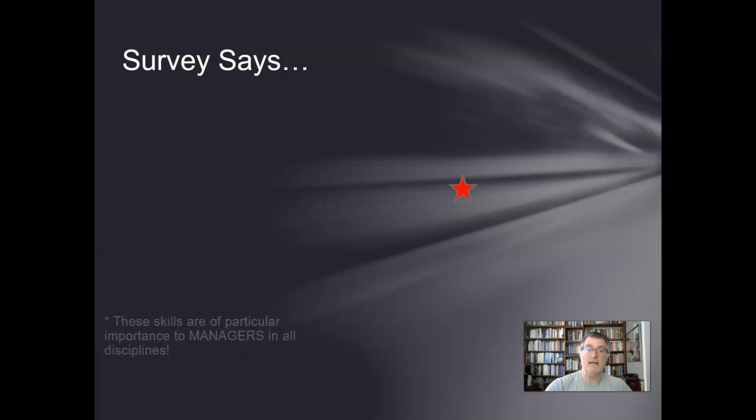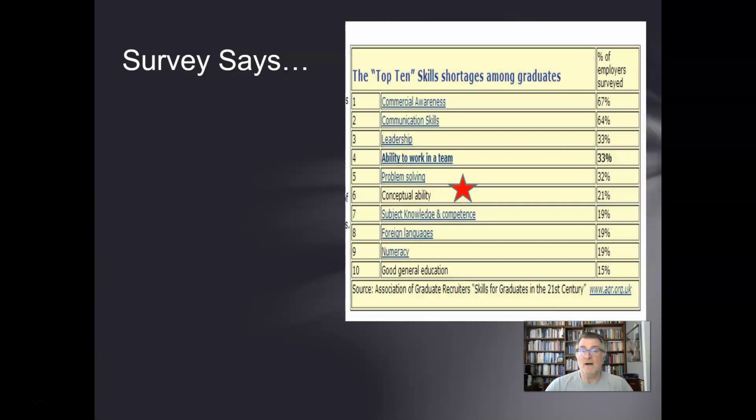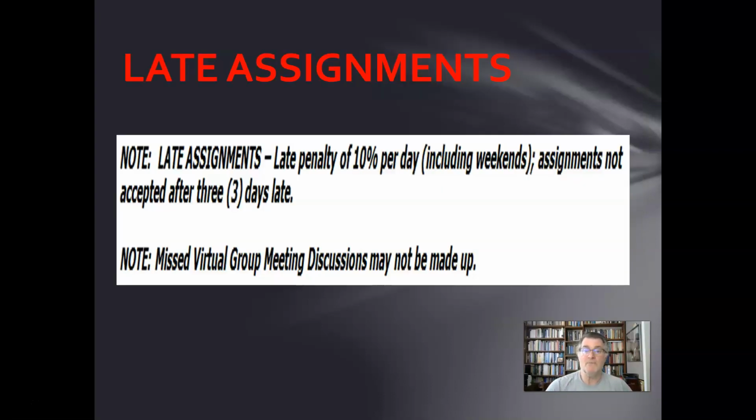There we go. And the survey says, okay, top 10 shortages amongst graduates: commercial awareness, communication skills, 64%, right? Ability to work in a team, all these things, conceptual ability to be able to think theoretically, to think abstractly, right? All these things are important. But of the employers surveyed, commercial awareness, okay, that's certainly important, but communication skills was still number 2, right? Very important.